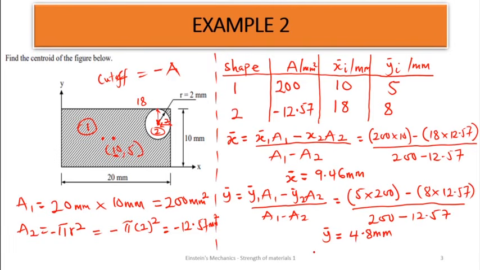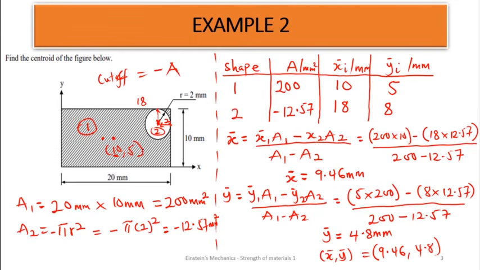Therefore, the centroid of this figure, x bar, y bar, is giving us 9.46, 4.8. So you see that it's less than the 10 and the 5. So that's for example 2.